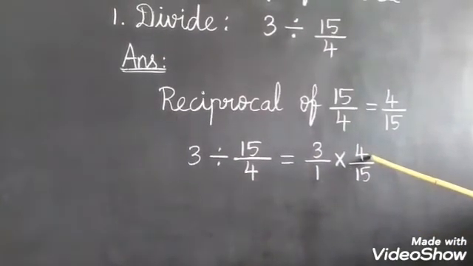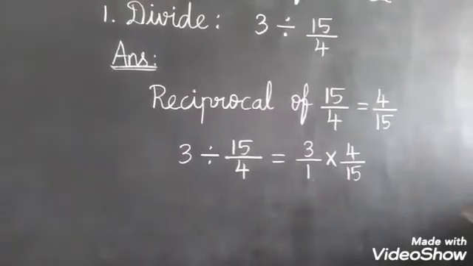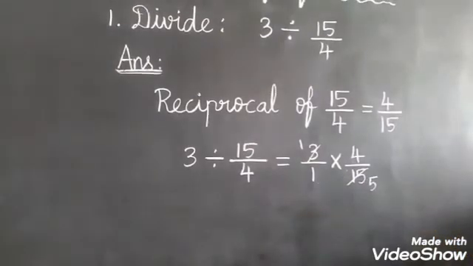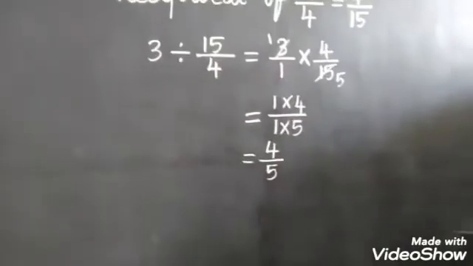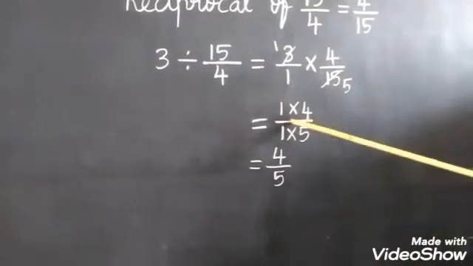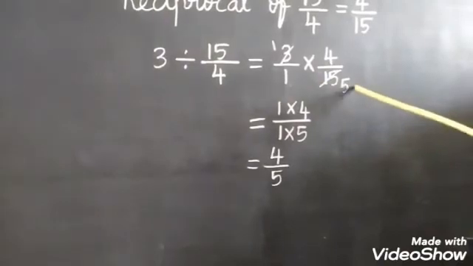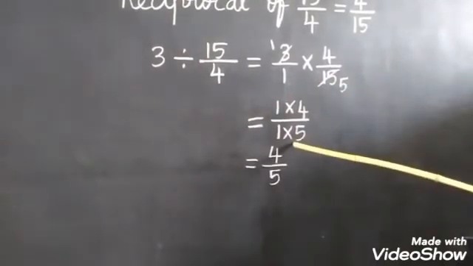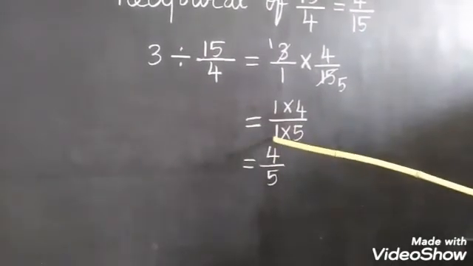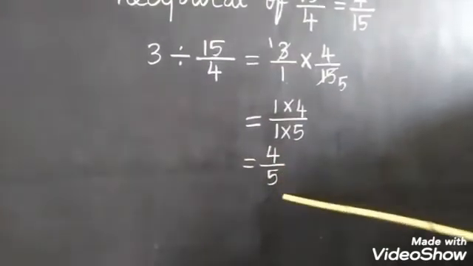Now we have to cancel this. 1 3s are 3. 5 3s are 15. Now we have 1 into 4 in the numerator, so 1 into 4 we write in the numerator. In the denominator we have 1 into 5. Now we multiply this. 1 4s are 4, 1 5s are 5. So our answer is 4 by 5. We get the final answer.